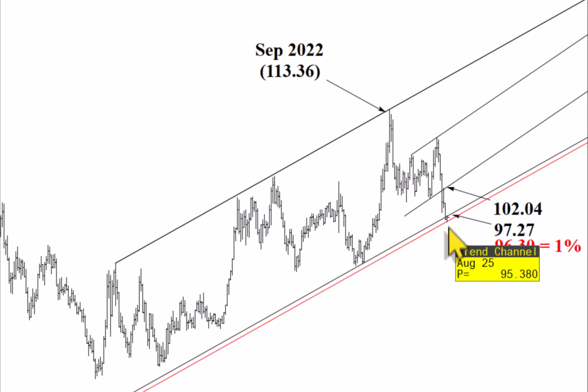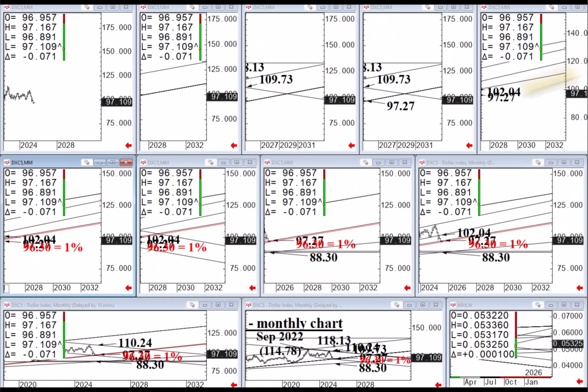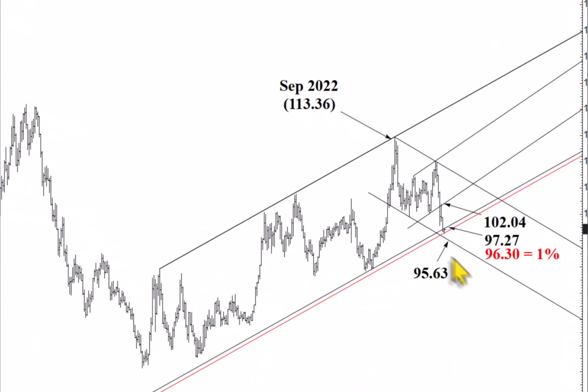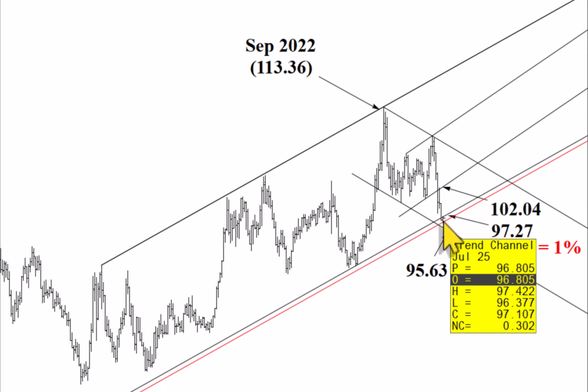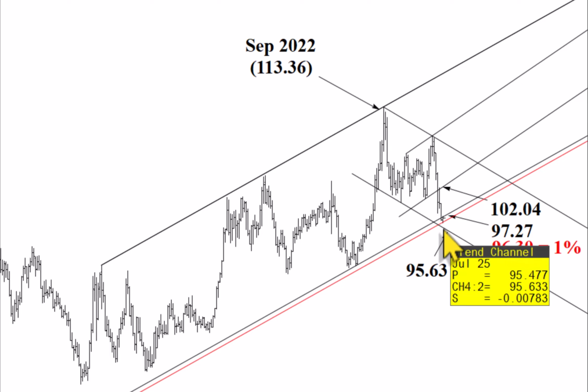That would come with a settlement below 96.30, even on an intra-month basis. So any weekly settlement, let's say, below 96.30 has its bearish implications. And I would expect this descending channel bottom at 95.63 may actually be in reach within the month.